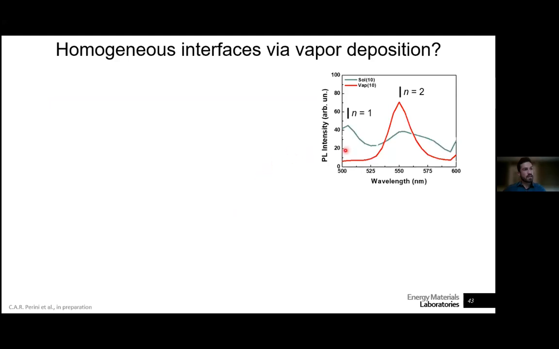We can then study again the purity of this interface by looking at photoluminescence. Again, when we look at PL, we see that the vapor deposited films, especially after annealing, show a very clean, pure N=2 emission, which is expected around 550 nanometers, whereas the solution deposited films show mixed emission from N=1 and N=2.